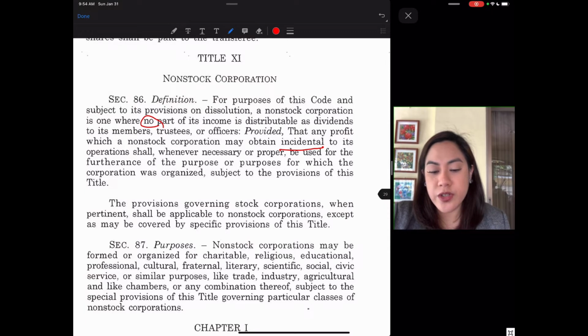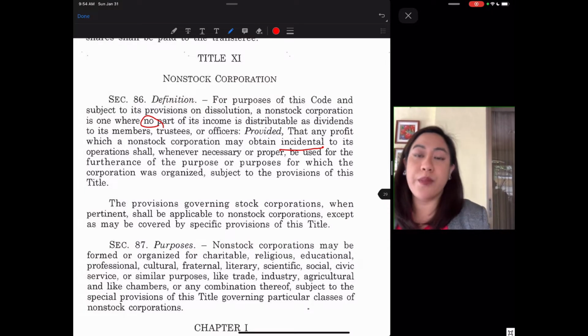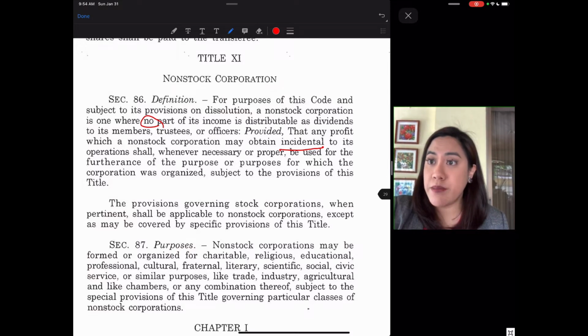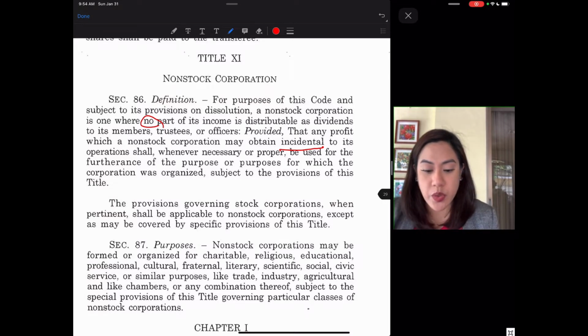As a general rule, a non-stock corporation is not empowered to venture in profitable business. As an exception, it is allowed if the profit is incidental to its operations and will be used in furtherance of the purpose for which it was organized.